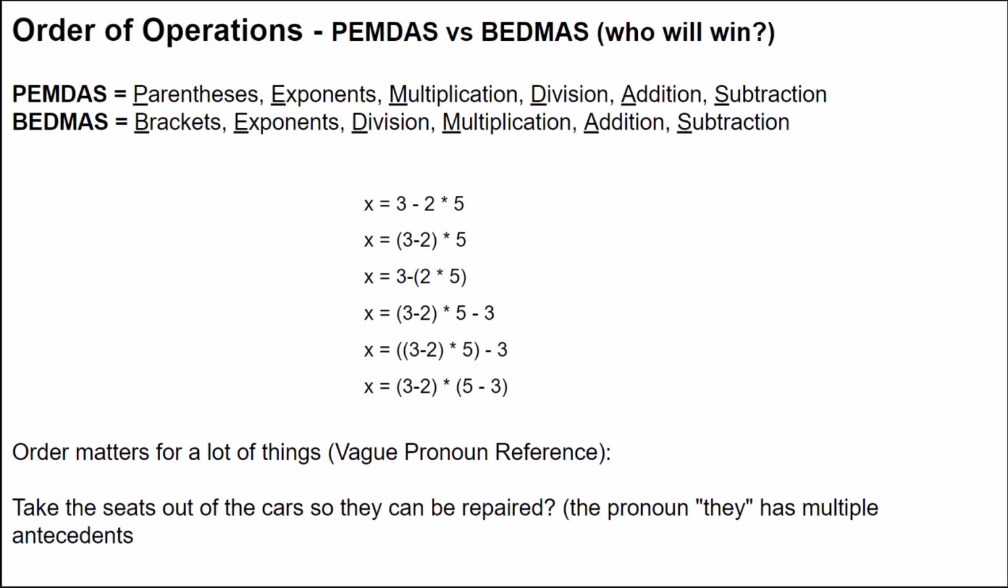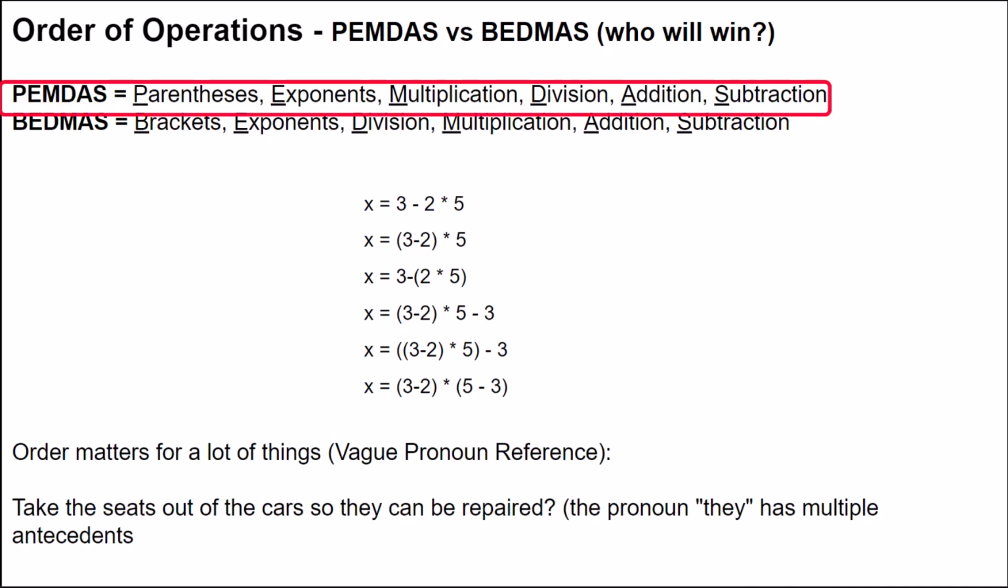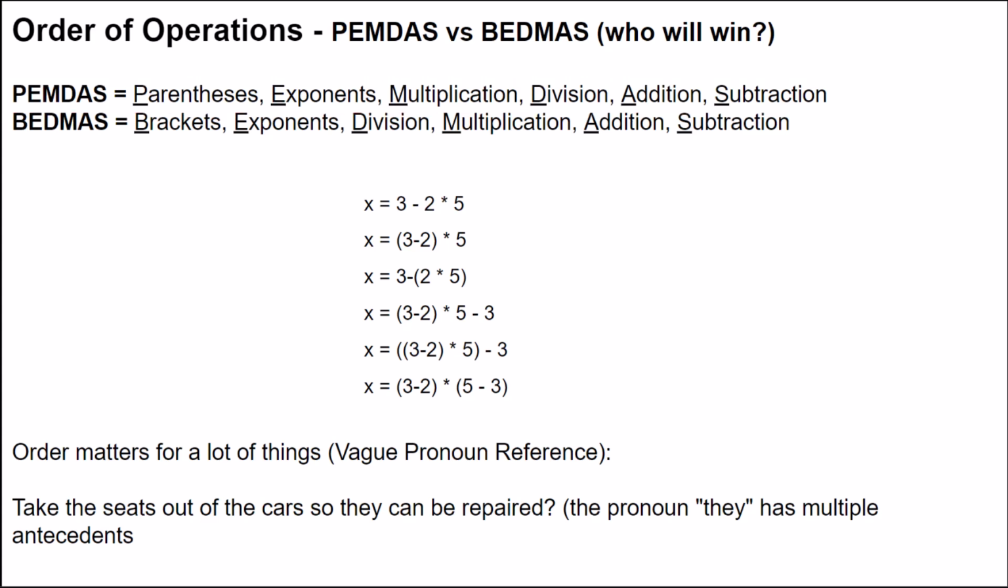There are a couple different mnemonics that are commonly in use for memorizing the order of operations. The first is PEMDAS, and the second is BEMDAS. The acronym PEMDAS stands for parentheses, meaning you perform the operations within parentheses first, followed by exponents, then multiplication, division, addition, and subtraction. Another commonly used acronym is BEMDAS, which stands for brackets. This refers to parentheses or larger brackets. After performing the operations in these, you should perform operations on exponents, followed by division, multiplication, addition, and subtraction.